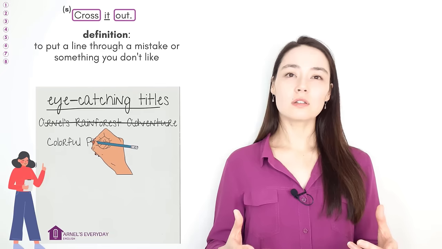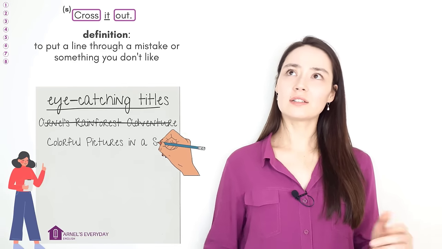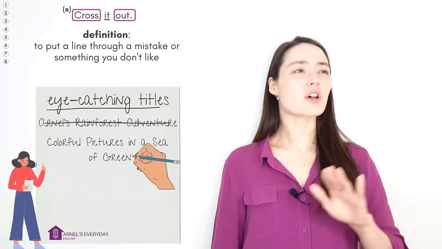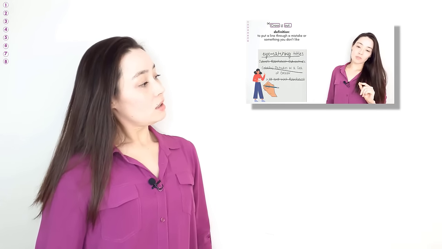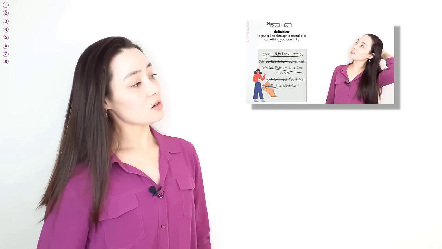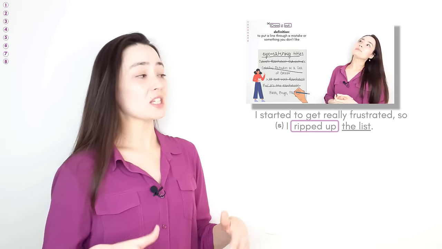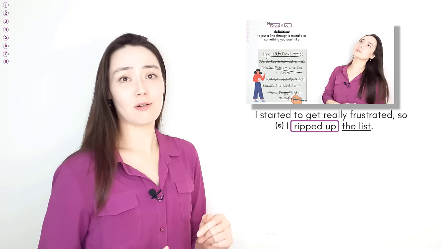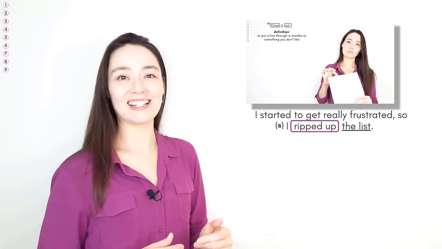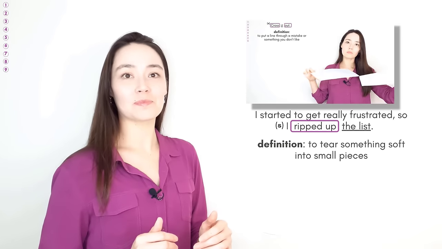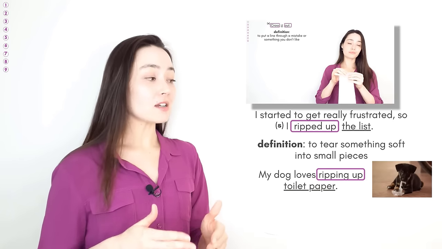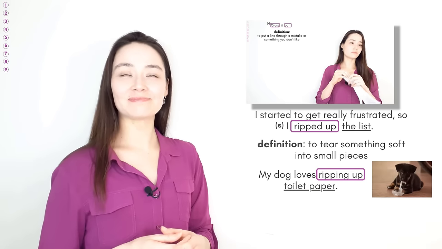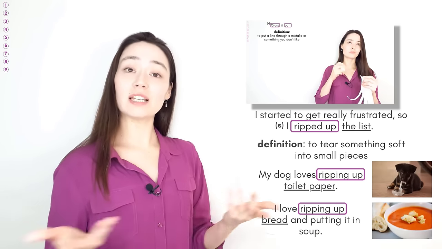Colorful pictures in a sea of green. I don't like it, cross it out. Let's see. I don't know how many titles I thought of, but I started to get really frustrated, so I ripped up the list. Definition: rip up. To tear something soft into small pieces. My dog loves ripping up toilet paper. I love ripping up bread and putting it in soup.